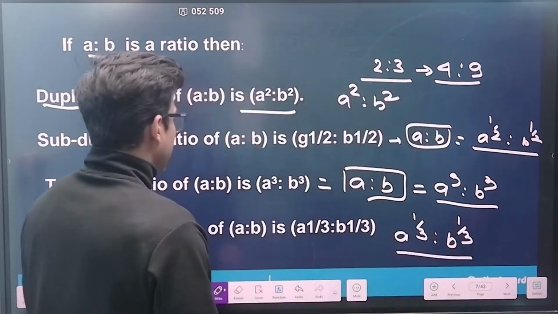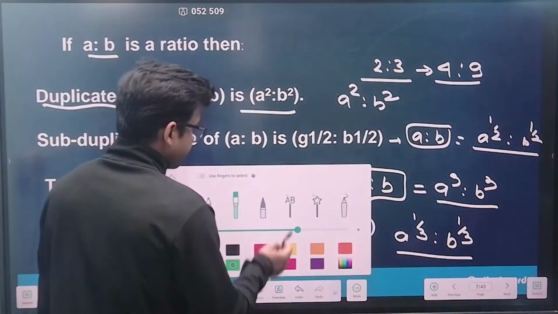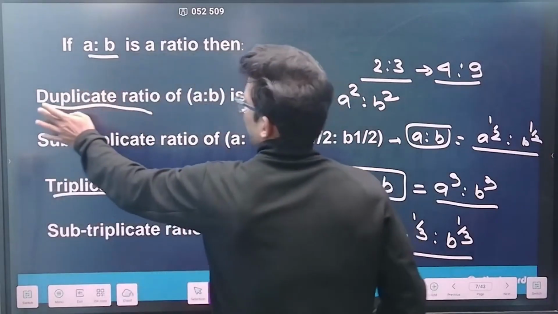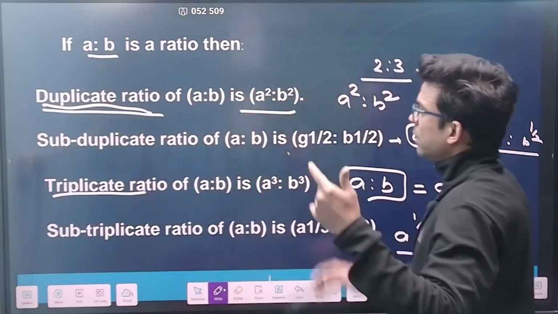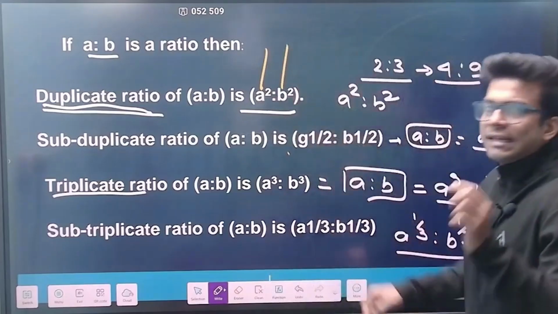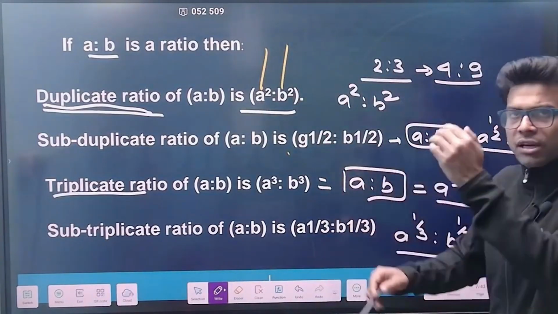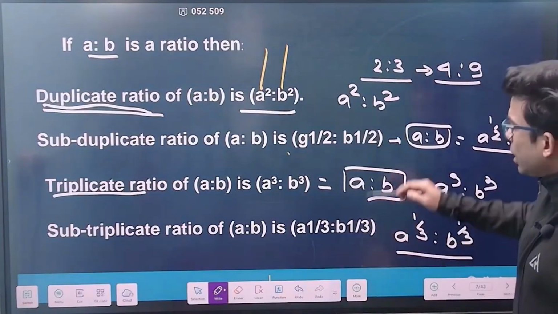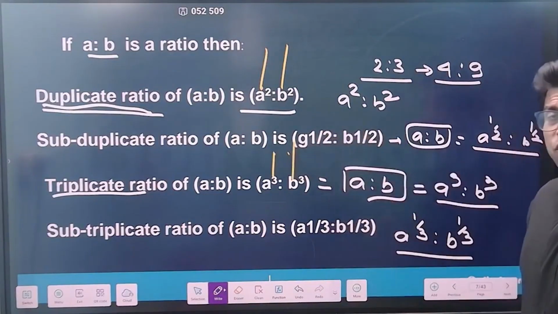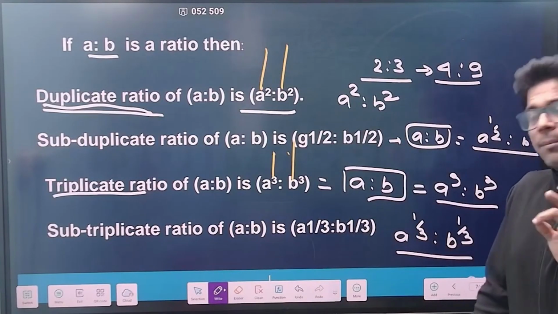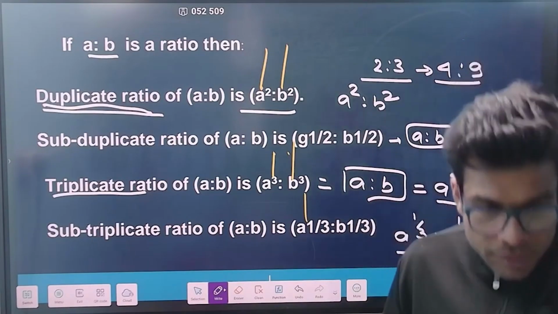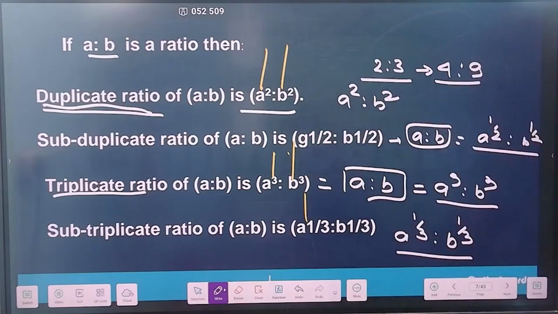I hope everyone got this point. First is the duplicate ratio, means you are squaring the number. Second is the subduplicate ratio, where you are basically taking half power of that number. Then we have triplicate ratio, where you are cubing that number. And then we have sub-triplicate ratio, where you are doing the power of 1 by 3. I hope till now it is clear to all of you. I hope this is clear to everyone.